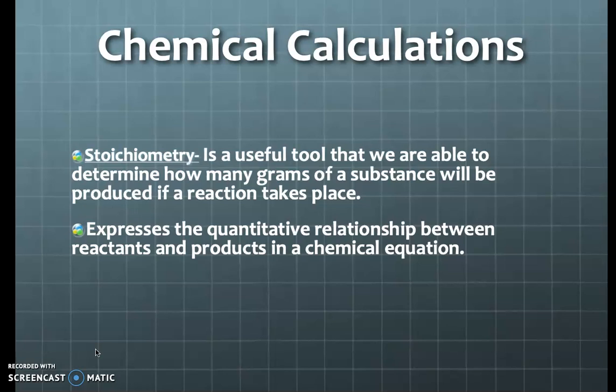So for example, if you have the mass of one reactant, you can find the mass of the product that is formed using stoichiometry. So it's an effective way to figure out how much mass of a substance will be produced through a reaction. It's quite interesting. It's kind of like what got me into chemistry.